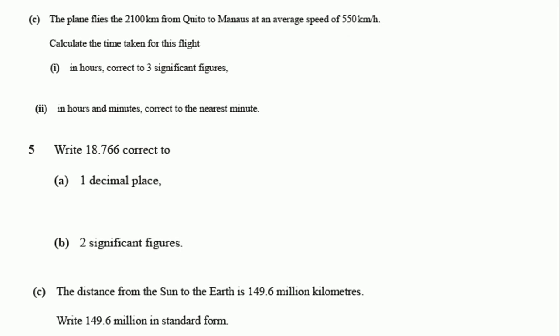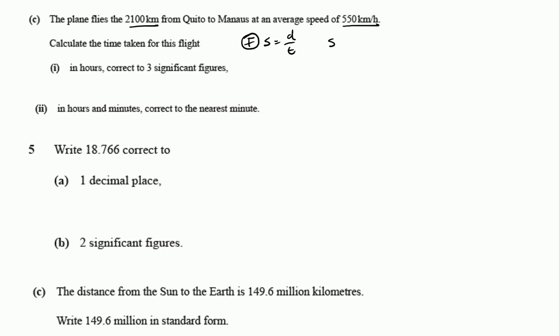Now, a plane flies the 2,100 kilometers from Quito to Manaus at an average speed of 550 kilometers per hour. Because this is a question involving units, I'm being careful. I'm looking at these units carefully and seeing if they're the same or if I have to do a conversion. They are, of course, the same at this point. I want to work out the time taken for the flight. So, I know that speed equals distance over time. That's the formula I would use to work with this question.